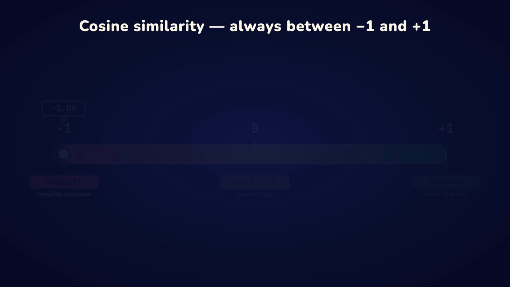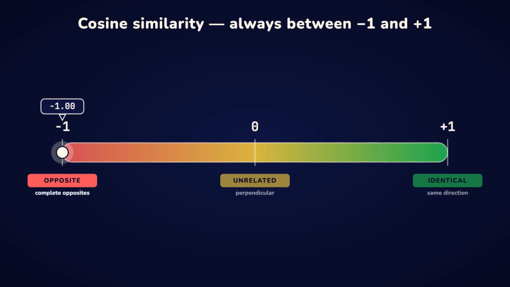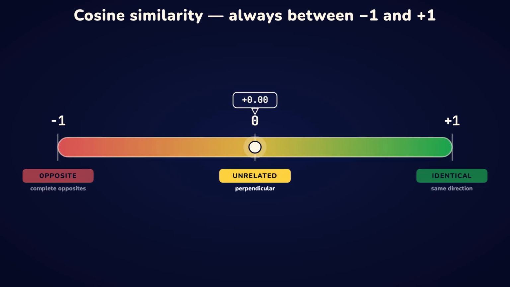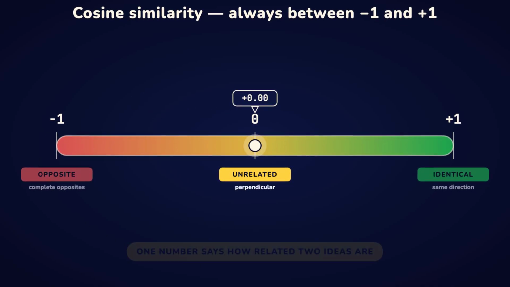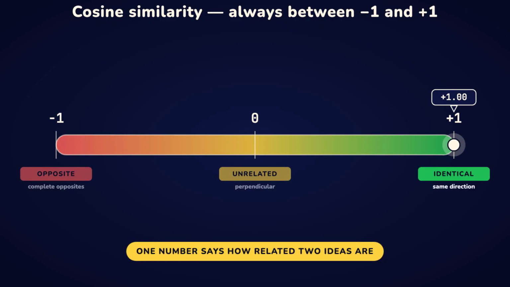Cosine similarity is always a number between -1 and 1. 1 means identical direction, 0 means unrelated, -1 means complete opposites. That single number tells the AI how related two ideas are.